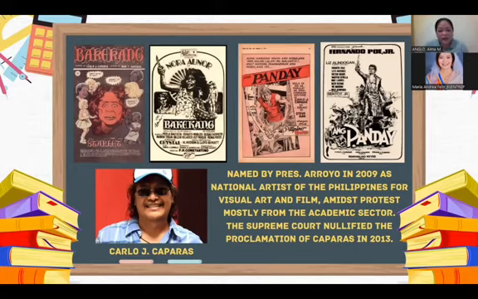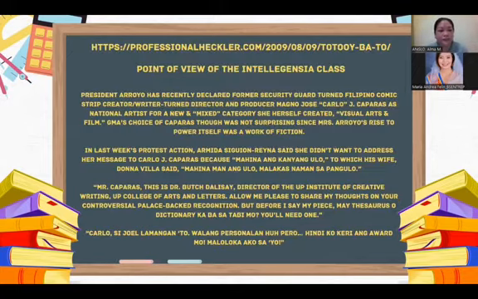Carlo J. Caparas was named by President Arroyo in 2009 as National Artist of the Philippines for Visual Art and Film, amidst protests mostly from the academic sector. The Supreme Court nullified the proclamation of Caparas in 2013. Point of view of the intelligentsia class.